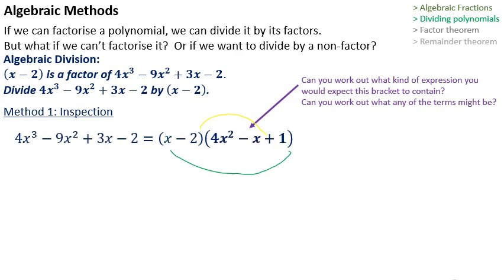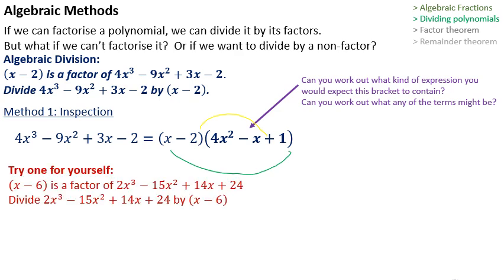And that's inspection. That's how inspection works. You basically look at each part and you work out what the terms would have to be within the bracket to make it work. It feels a little confusing, I think, when you first come across it, but for relatively simple examples, it's probably the quickest of the 3 methods. You should have a go now for yourself.